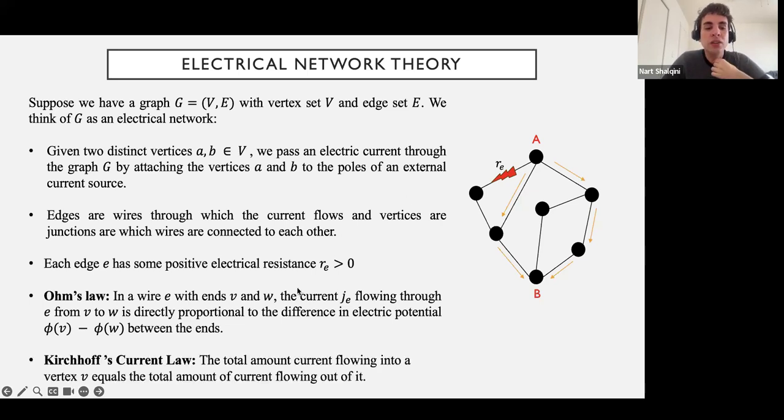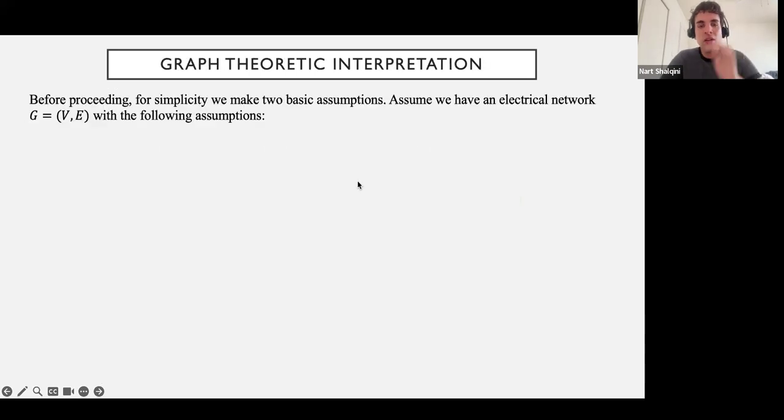And I also have Kirchhoff's current law, which says that the total amount of current that flows into a vertex equals the total amount of current that flows out of it. So this part is mostly physics so far, but it turns out that if we use Kirchhoff's and Ohm's laws on certain graphs, then they can also reveal combinatorial insights about the structure of a graph. So I'm gonna make some simplifications here before proceeding to a proof.